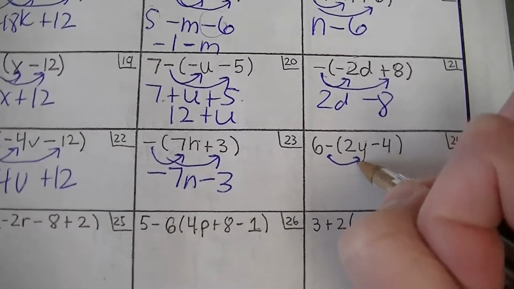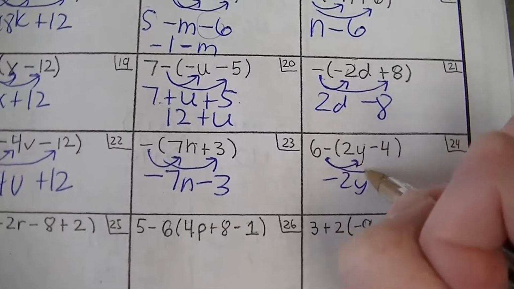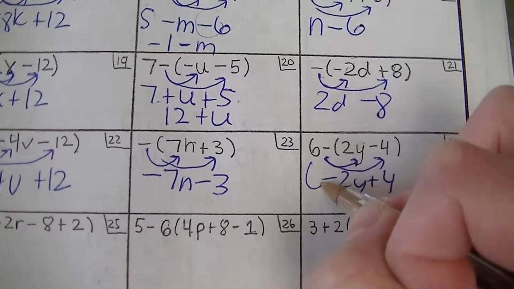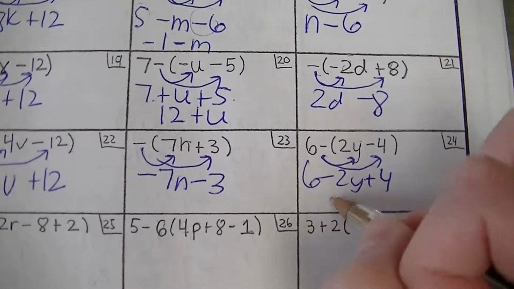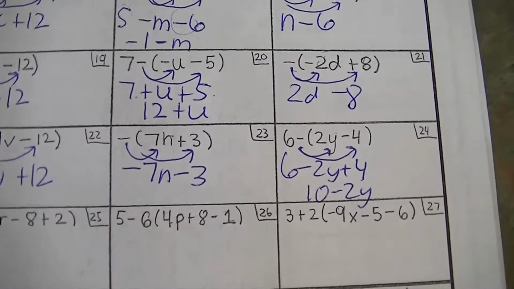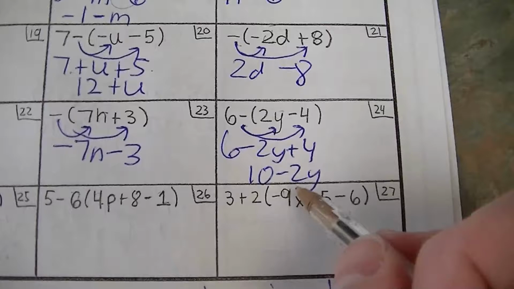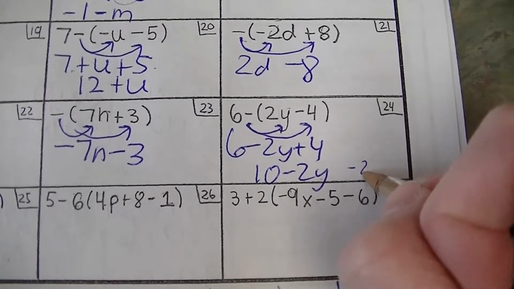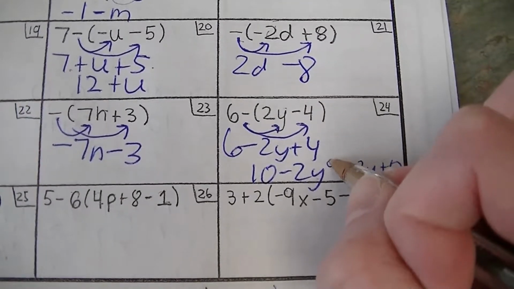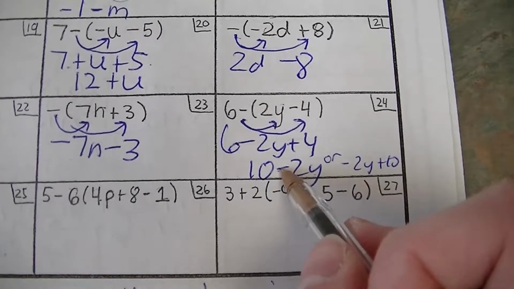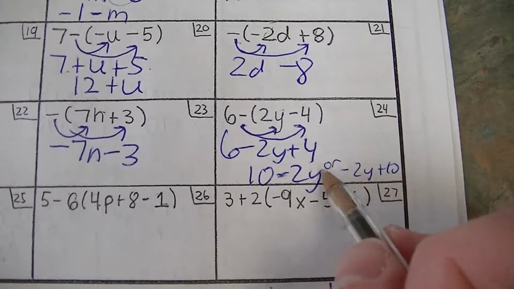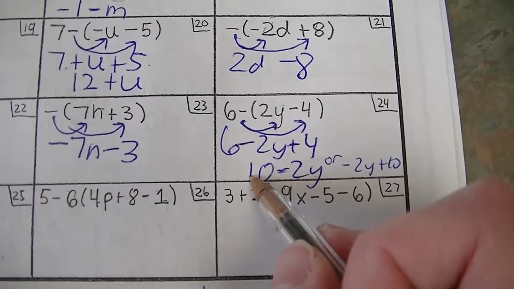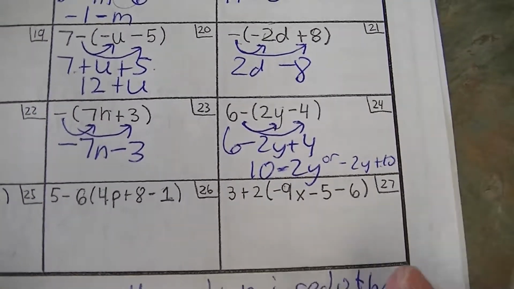Okay, here's another one. That's negative 2y plus 4. Bring down that 6. Simplify. 6 plus 4 is 10 minus 2y. Now, it's okay also, I should have mentioned this earlier, if you wrote negative 2y plus 10 instead, same thing. Just make sure you keep that symbol in front of the number. So it's a negative or a minus 2y, still is, and that's a positive 10, still is over there, okay?